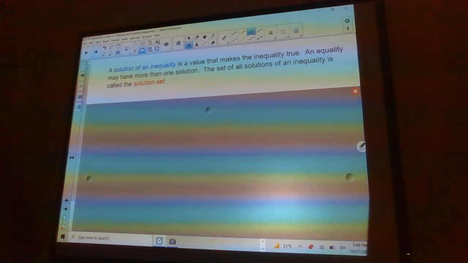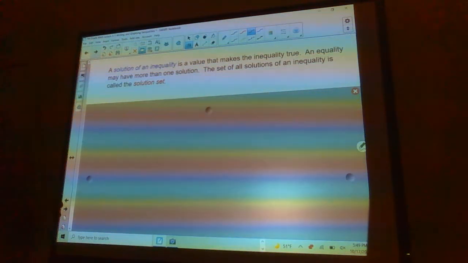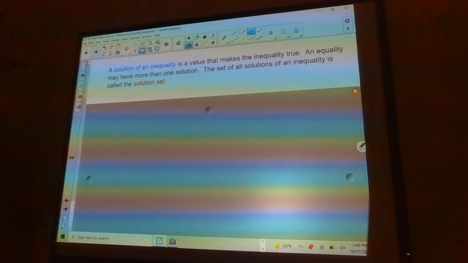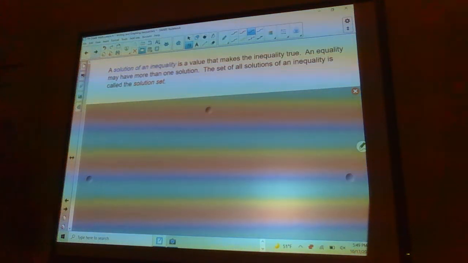Okay, a solution of an inequality is a value that makes the inequality true. So an inequality may have more than one solution. In fact, they can have infinite solutions. The set of all solutions of an inequality is called a solution set.